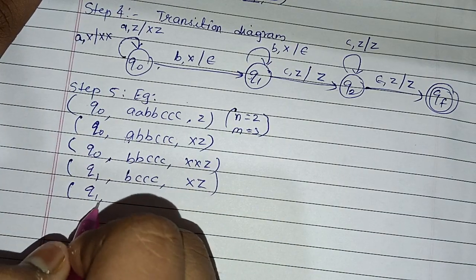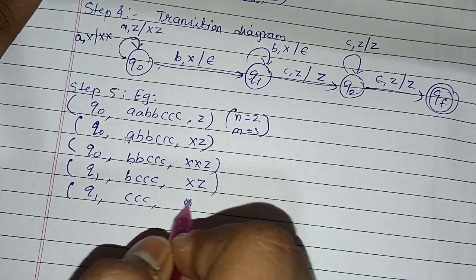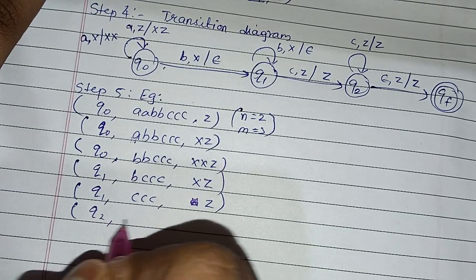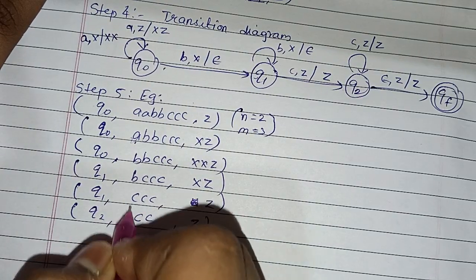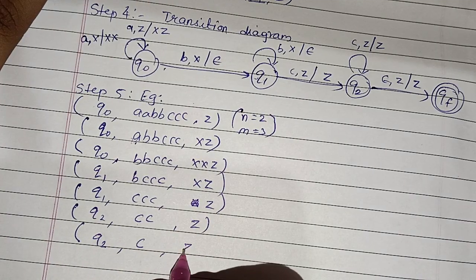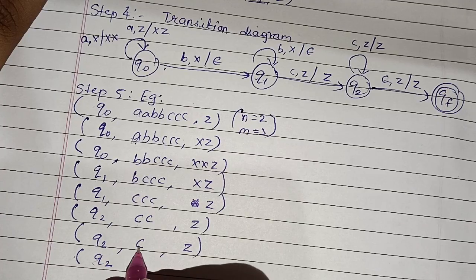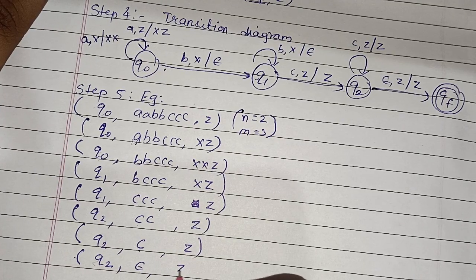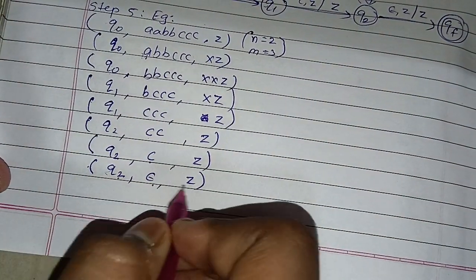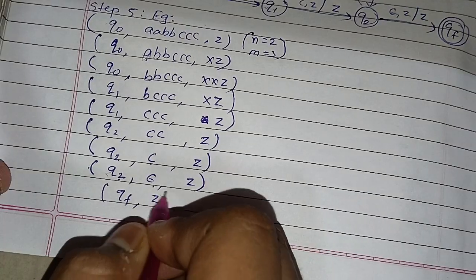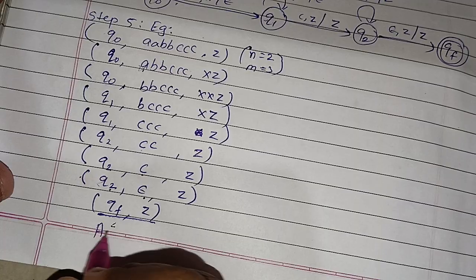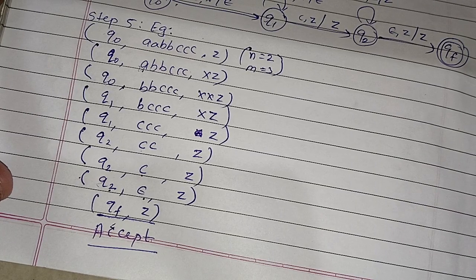Q1 receives b, stays in q1, c c c, again x will be popped and the stack will be Z. Now see, q1 receives c, go to q2, c c, and it will bypass 1 c. Again q2 will receive c, so it will stay in q2, bypass that c. Q2 receives c, so bypass, and there will be the null string and there will be Z. Okay. Now see, q2 on this Z goes to the final state qf and Z. It is a final state, so what I will say: accept it.